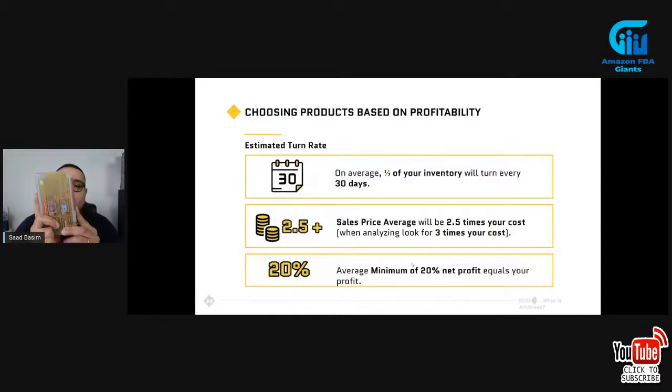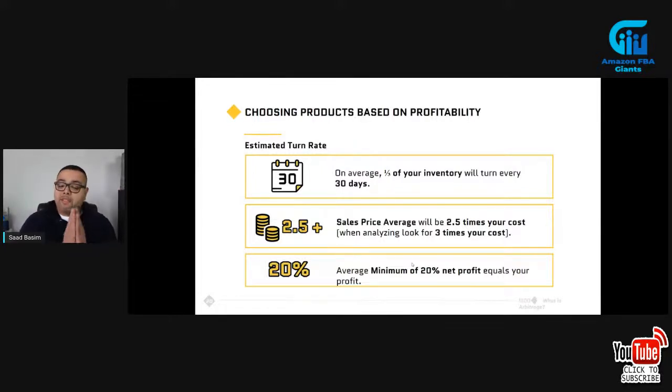But if you really couldn't, and you think, hey, the sales velocity is very huge, like very low BSR, sells very quickly, you can lower that. You say, instead of making $10, I might make $5, but I can sell maybe 10 of them a day instead of selling 1 every other day. So that's another strategy. Average minimum of 20% net profit equals your profit.